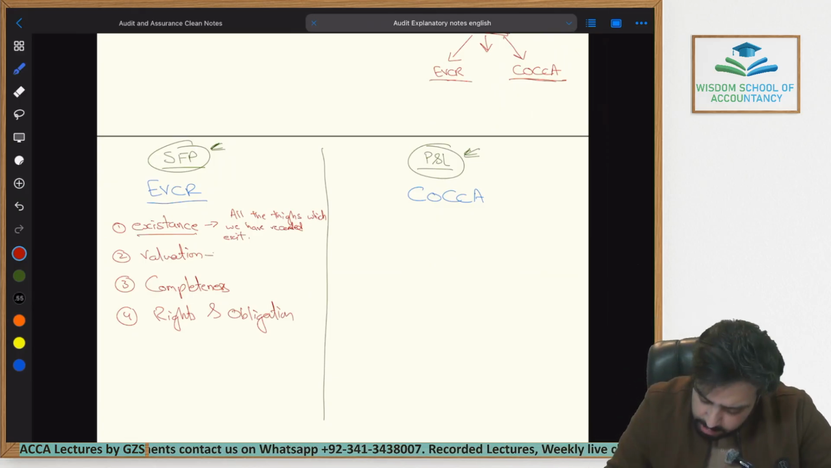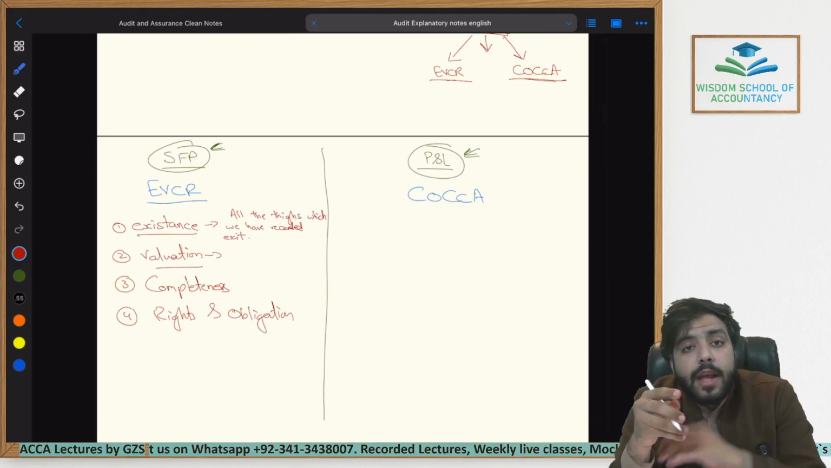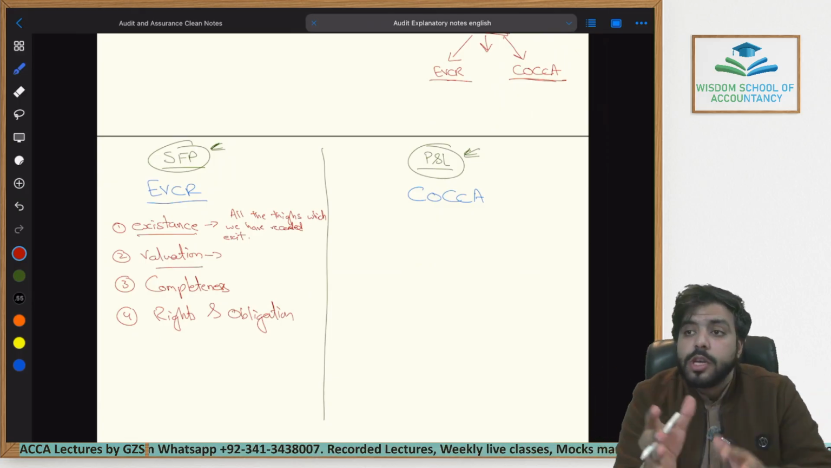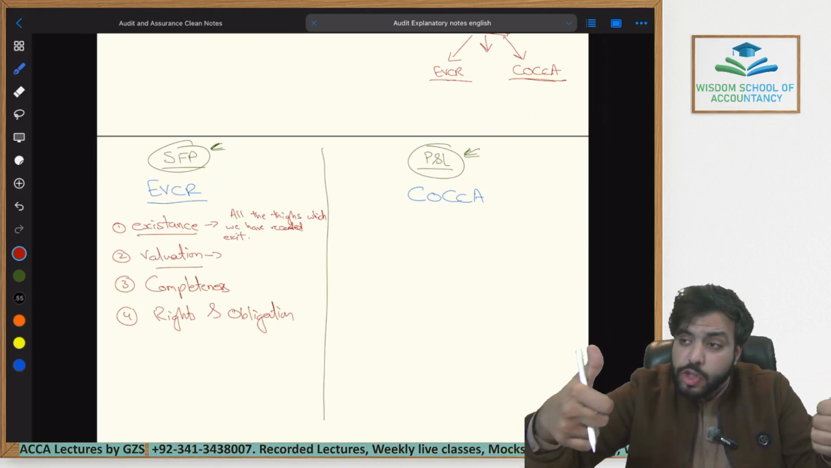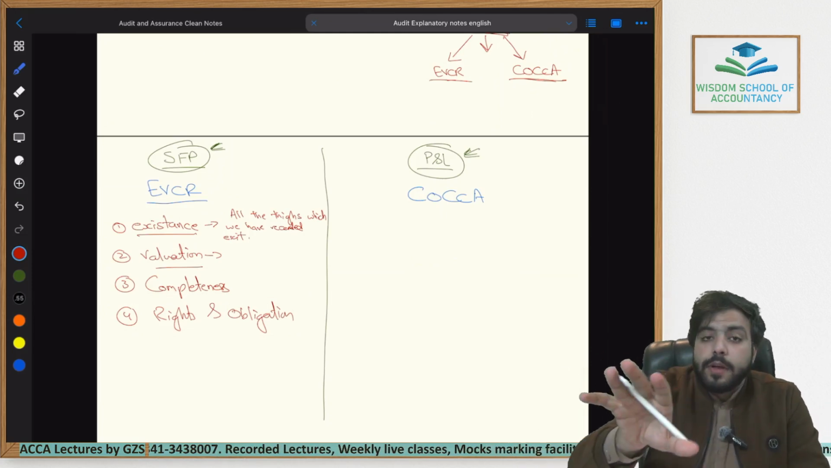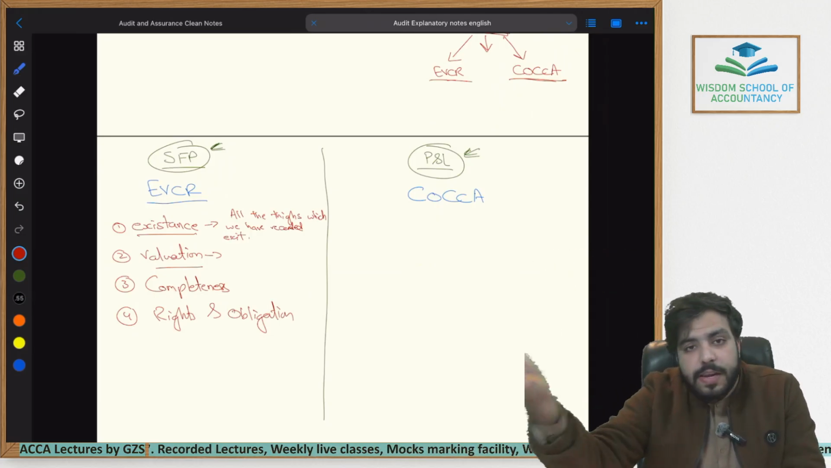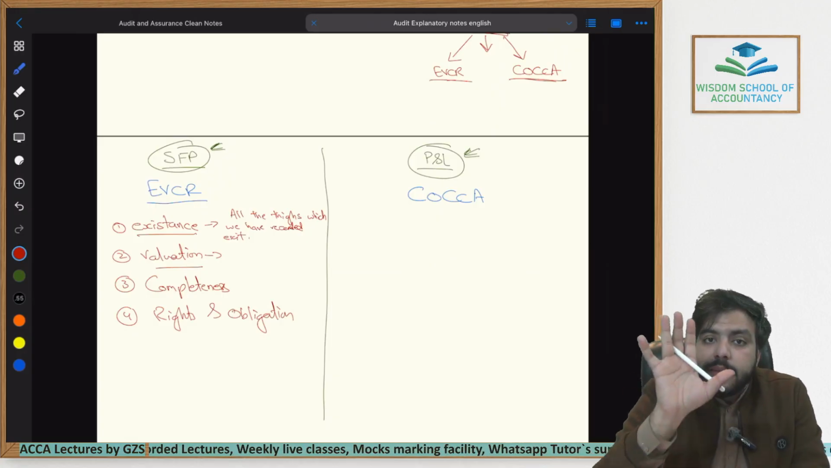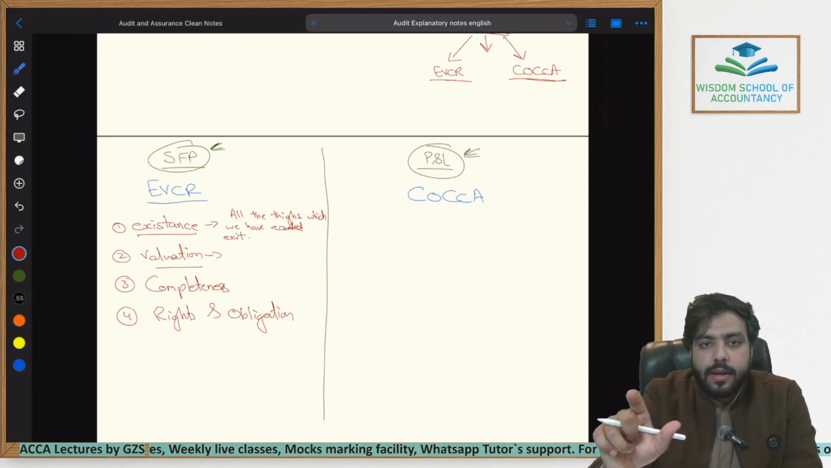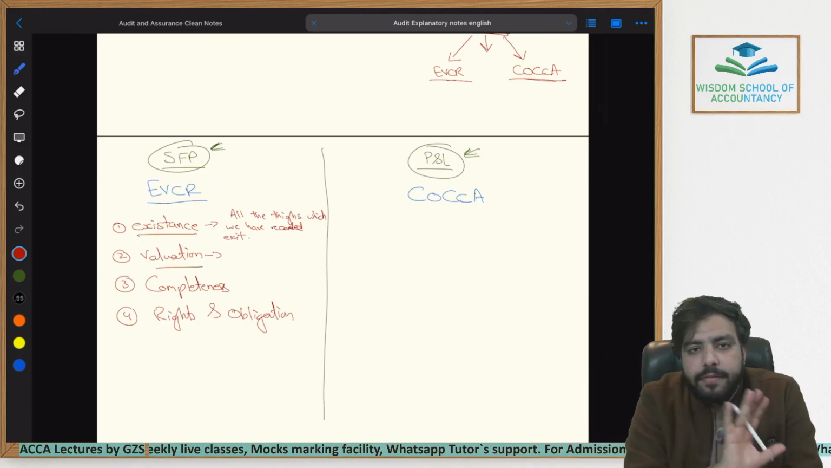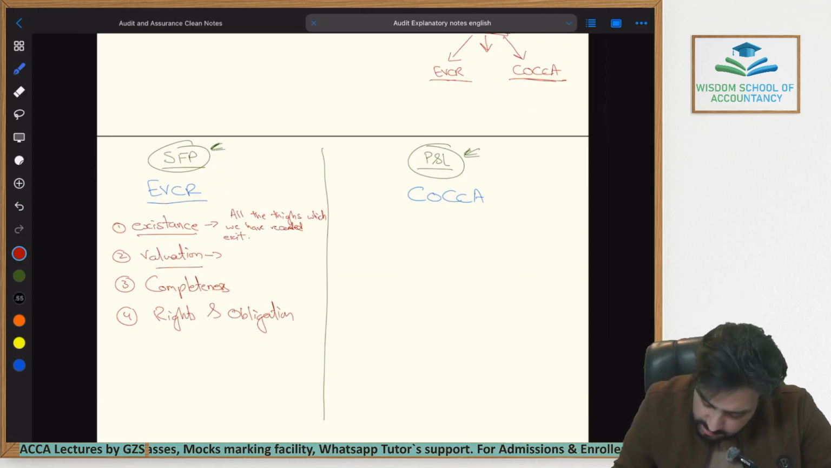Number two, valuation. Now the management, in the case of valuation, is trying to tell the auditor that whatever we have recorded within the statement of financial position, the value is correctly recorded. We have not made any kind of issues in the value of those items. Example, if the management is recording, let's say, property, plant and equipment at $2,000 within the statement of financial position, this means they are trying to tell the auditor that the value $2,000 is also correct. We have not misstated the value of our items within the statement of financial position. The value is appropriate. So this is valuation.